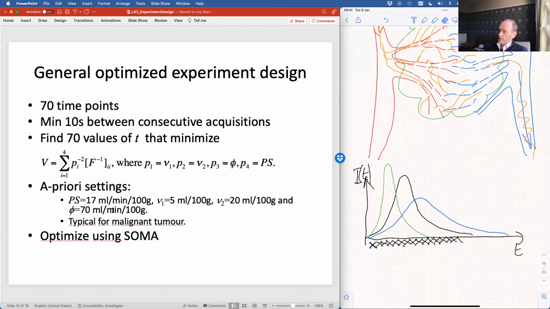They pick a particular combination of these parameters, a combination that's typical for a malignant tumor, and then use a self-organizing migratory algorithm to optimize the positions of those 70 points, subject to the constraint that they're at least 10 seconds between each pair, and for just this single combination of parameters. Even so, this is still a 70-dimensional optimization problem, not easy.